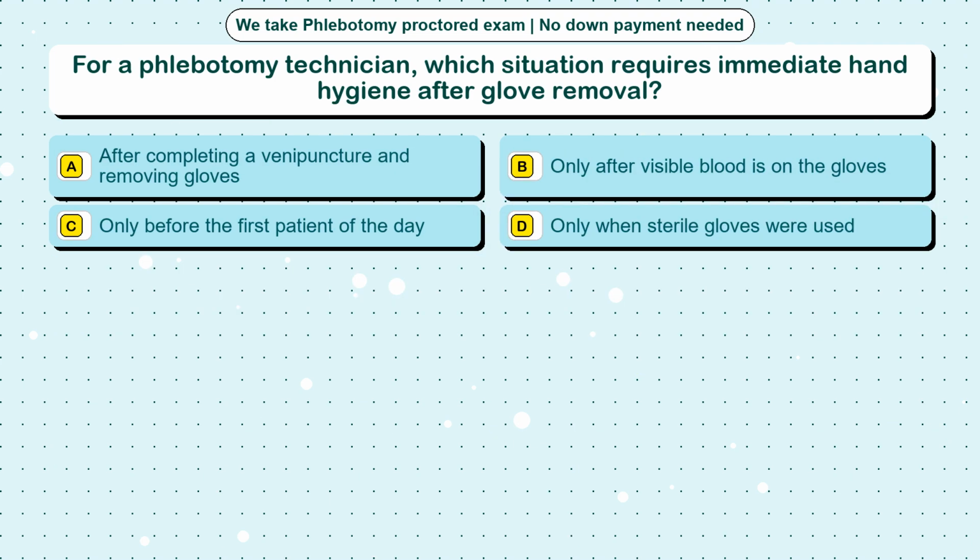Question 92. For a phlebotomy technician, which situation requires immediate hand hygiene after glove removal? Option A, after completing a venipuncture and removing gloves.